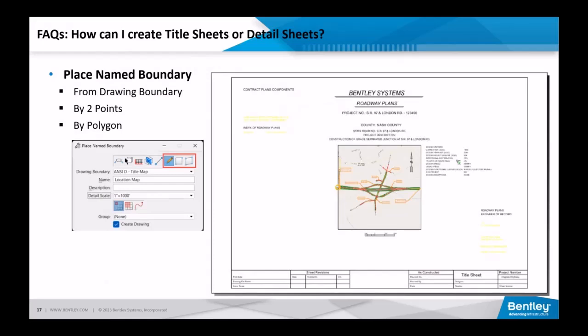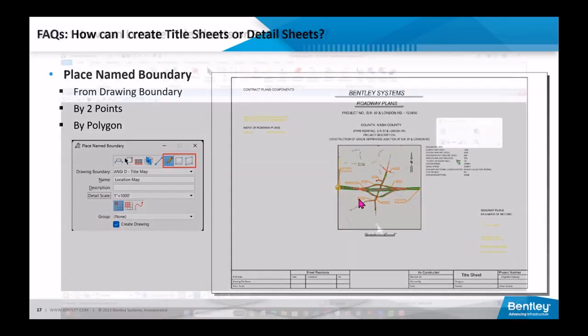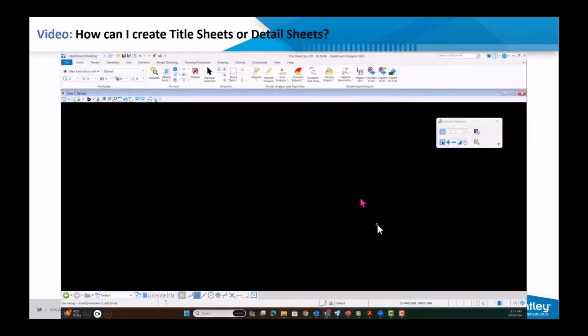How can I create title sheets or detail sheets? So I talked about this in the beginning. There are 5 icons across the top. The last 3 are available to you in OpenRoads and in MicroStation, and are for creating sheets that necessarily aren't on some civil alignment, like detail sheets or a title map, something like that. So we're going to go through creating the title sheet and or detail sheet.